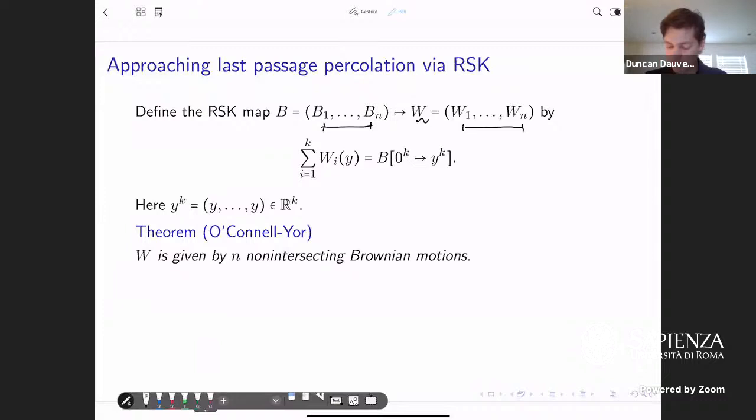And the rule is that if we sum up Wi of y from 1 to k, then this is just the multi-point last passage value from a cluster of points at 0 to a cluster of points at y. So in particular, this tells you that W1 of y is just the last passage value from 0 to y. Again, remembering I'm always going from line n to line 1 here.